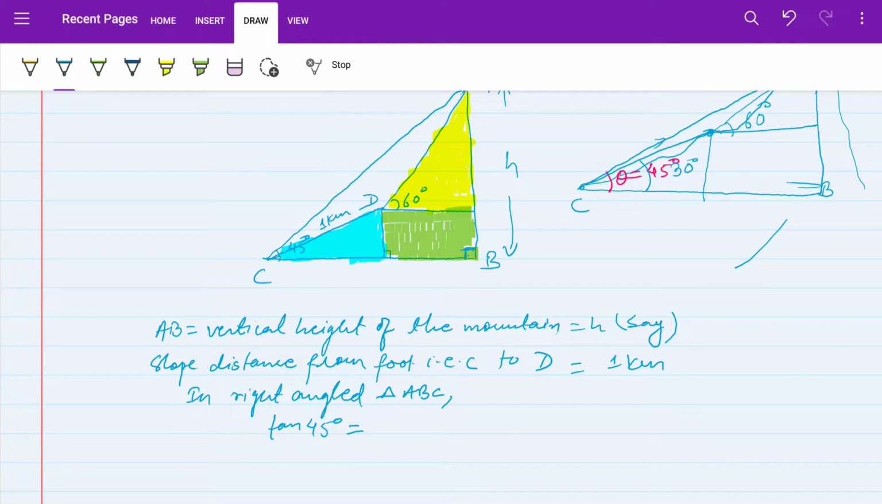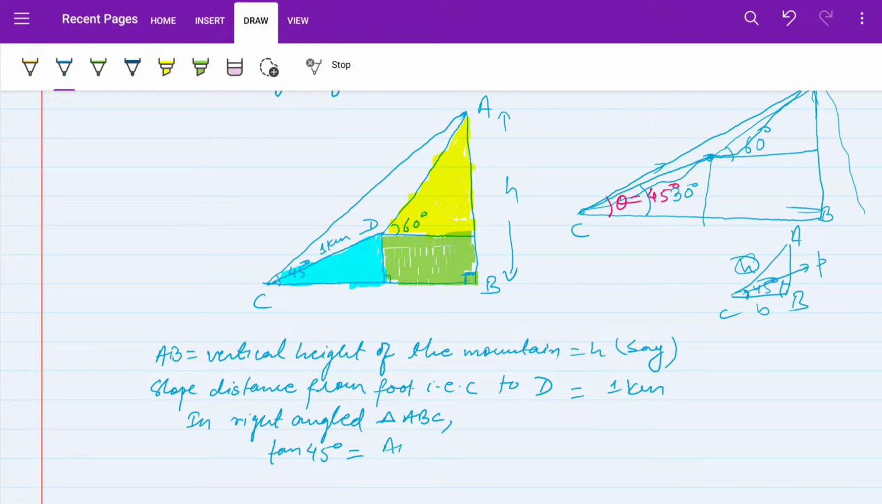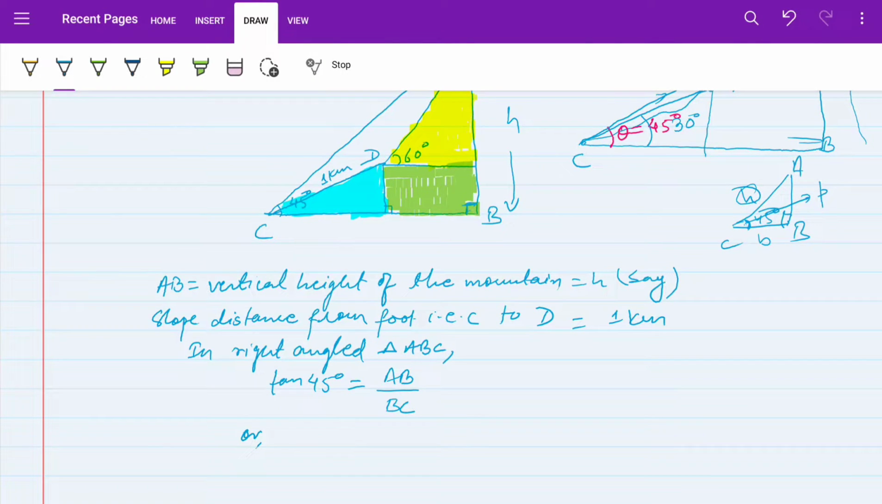Now in this triangle ABC, this is A, this is B, this is C, and these are 45 degrees. So here is 90, so this is going to be the hypotenuse. From our angle of reference, this is going to be P and this is going to be B. So tan 45 is perpendicular by base. So what is our perpendicular? It is AB, divided by base BC. So the value of tan 45 degrees is 1.